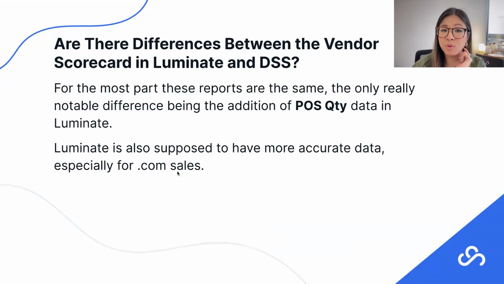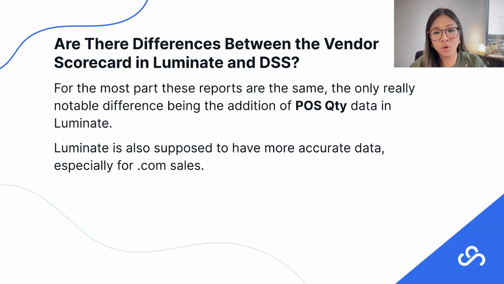Are there any differences between the vendor scorecard in Luminate and DSS? From what we have seen, and again, please feel free to chime in if you are seeing something different on your end. We're all learning together. But what we've seen is that for the most part, these reports are the same.